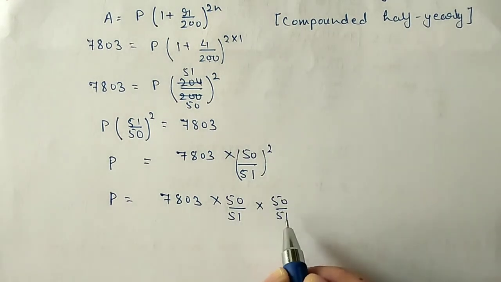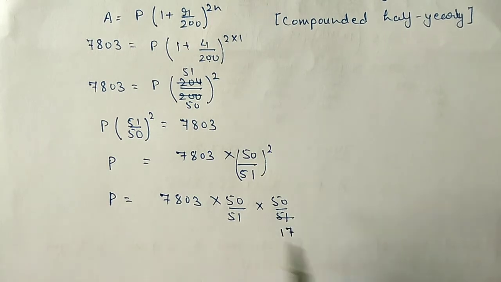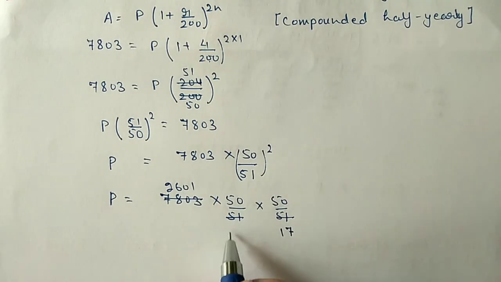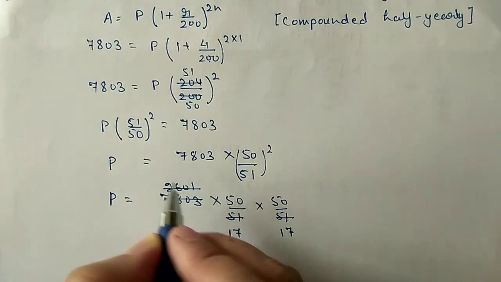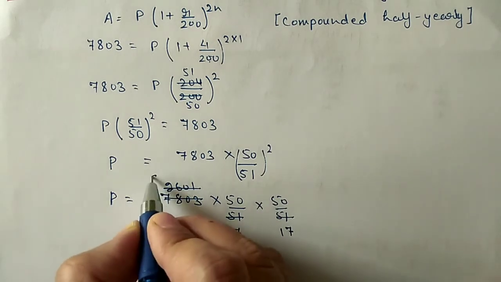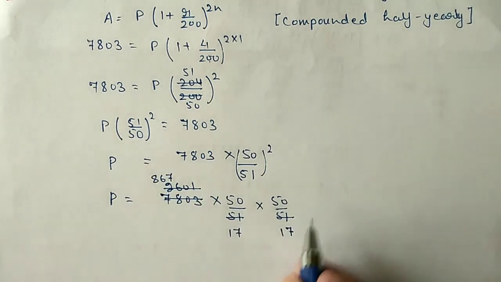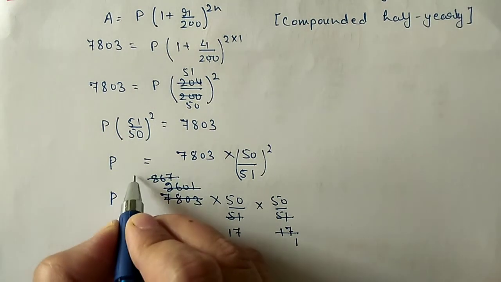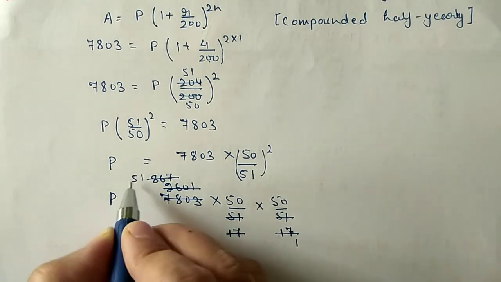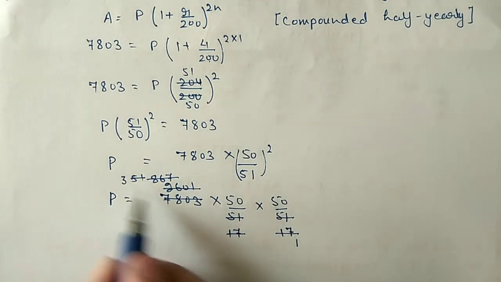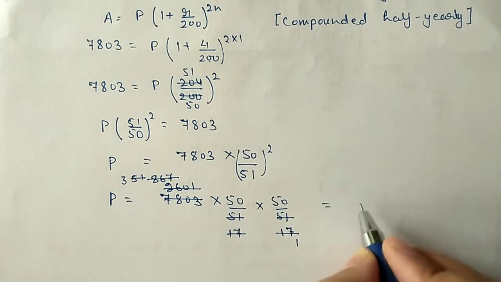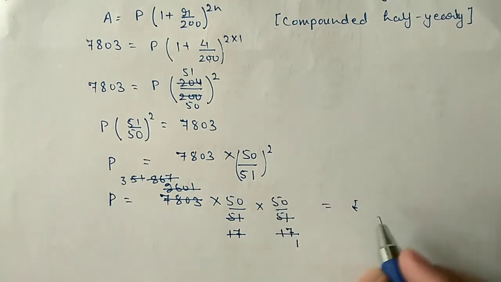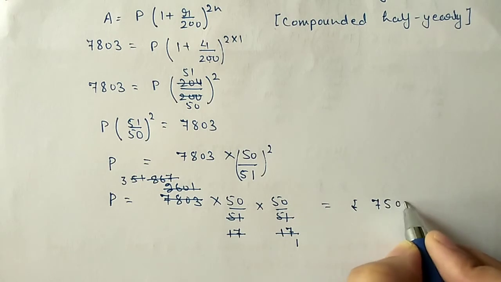Cancel out with the 3 table: 3 1s are 3, 3 2s are 6, 3 7s are 21... 7803 divided by 3 gives 2601, then 3 17s are 51, and 3 867s. Again we can cancel with the 17 table: 17 1s are 17, 17 51s, then 17 3s. So 3 into 50 into 50 we have after multiplication. 50 into 50 is 2500, into 3 is 7500.